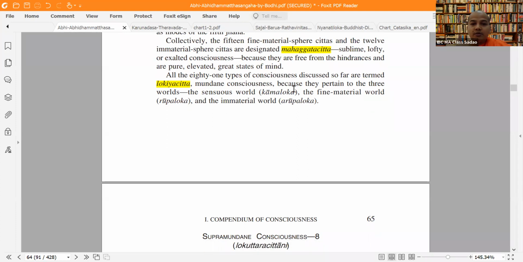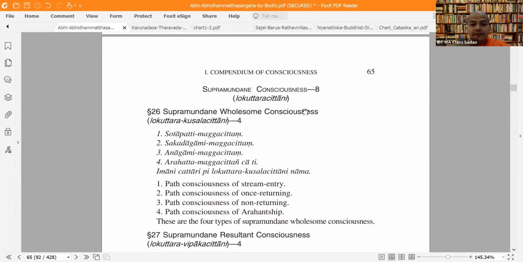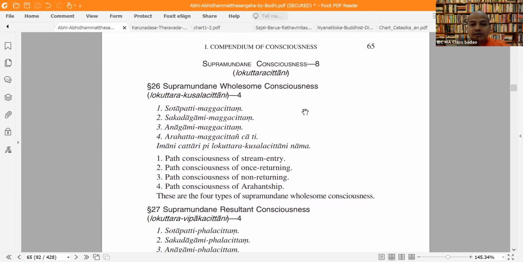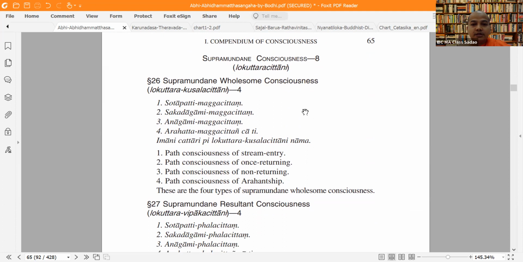All the 81 types of consciousness discussed so far are termed lokiya chitta, mundane consciousness, because they pertain to the three worlds: the sensuous world, Kama Loka, the fine material world, Rupa Loka, and the immaterial world, Arupa Loka. So the exposition of these arupa jhana chittas is not so much, right? And this is the last category in the discussion of types of chittas. Any questions so far?